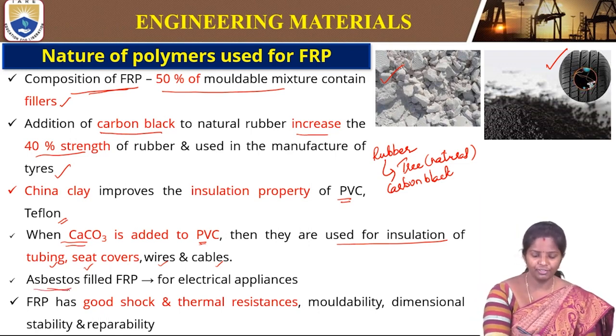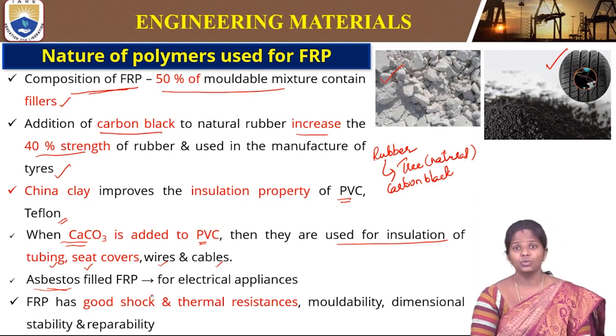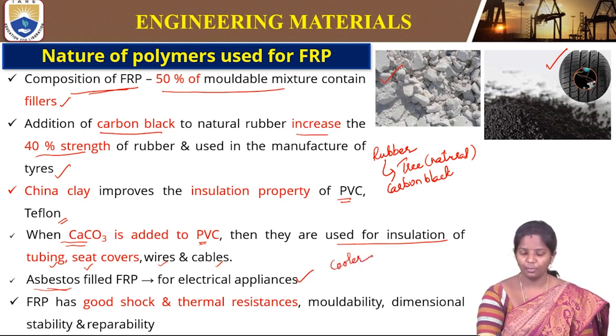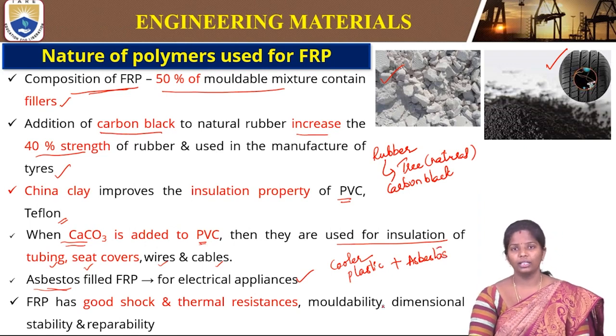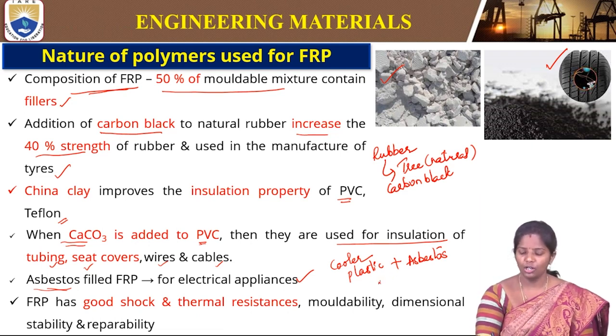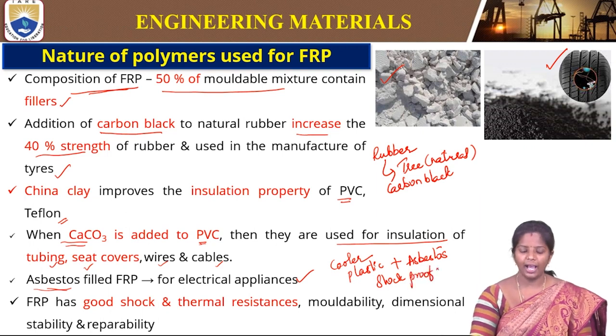Then asbestos filled FRP is largely used in electrical appliances. For example, in this hot summer, coolers are made of plastic material with asbestos, so that it stays cool. When the appliance is running throughout the day, it keeps it cool and also shock proof. So this is how asbestos filled FRP is used.